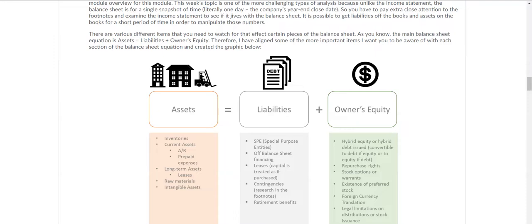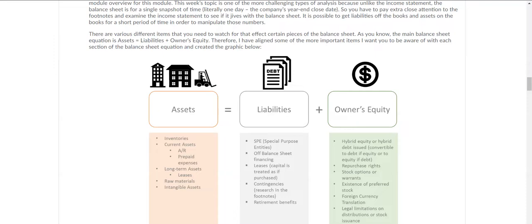Liabilities, special purpose entities. These are entities through which companies will funnel debt. In the past, companies have created these entities and have issued CDOs, or collateralized debt obligations. That's been a big issue in the last 5 to 6 years. So there's a lot of new reporting requirements around that. So you should be able to research the notes or the annual report and find if there's any sort of SPEs related to the company.